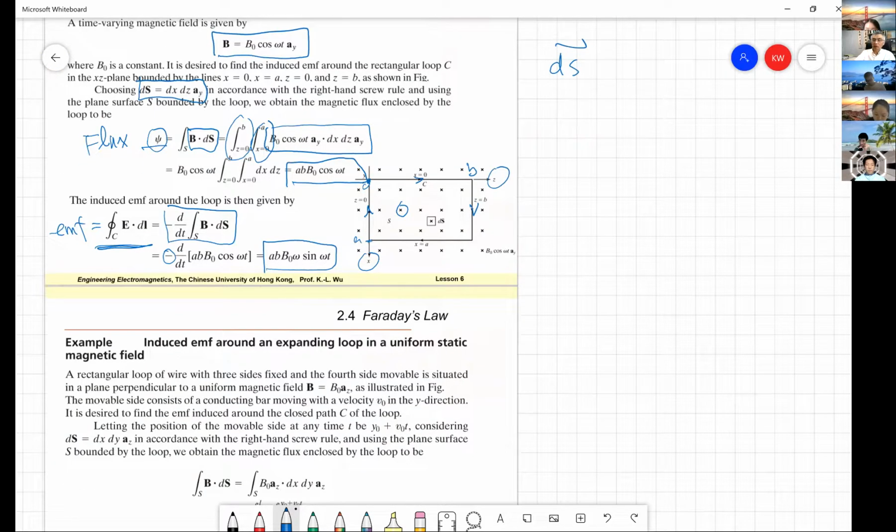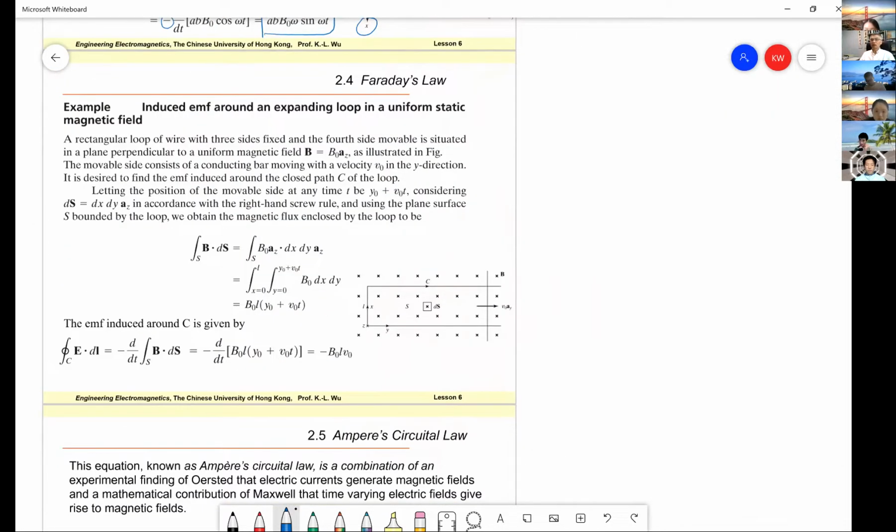Right? So let's look at the other case, where the magnetic field doesn't change. The magnetic field is constant, it's not a function of time. But this time, let's change the area of this surface or the contour, right? The contour changes, then the surface changes.